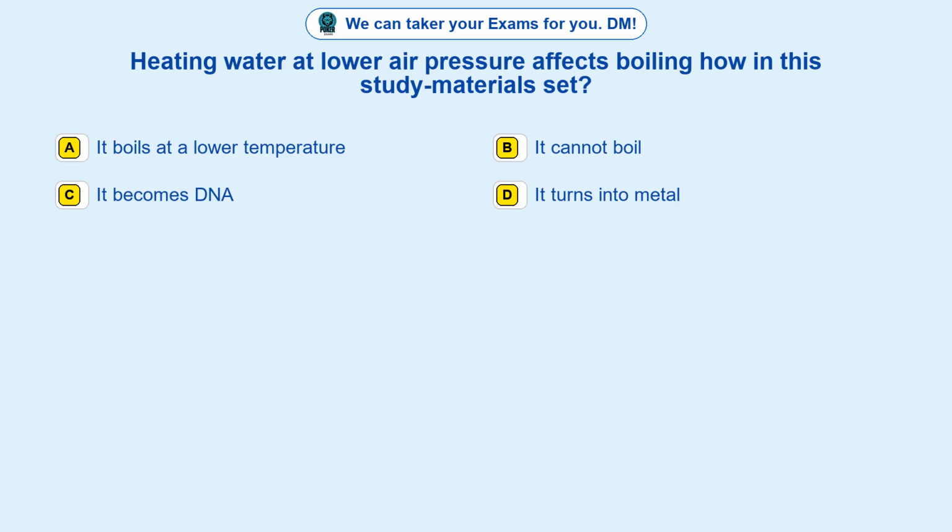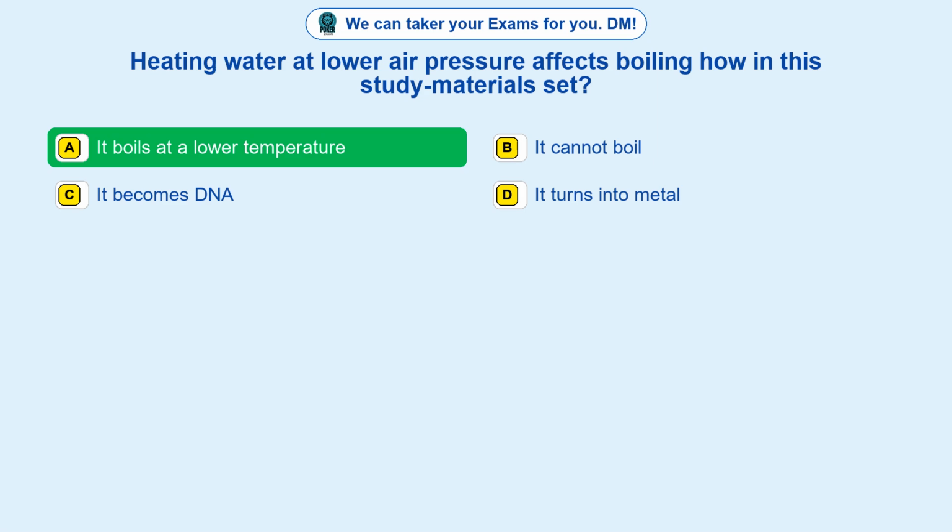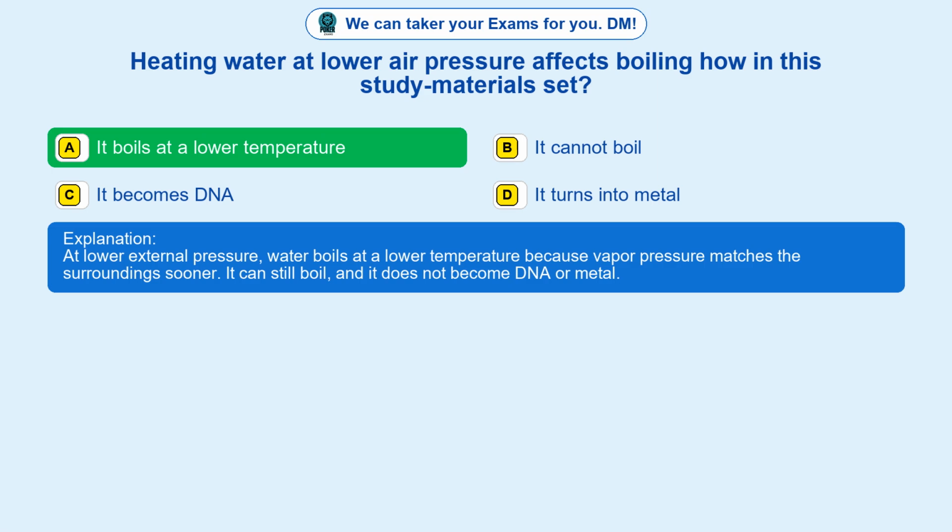Question 48. Heating water at lower air pressure affects boiling how in this study material set? Option A. It boils at a lower temperature. Option B. It cannot boil. Option C. It becomes DNA. Option D. It turns into metal. The correct answer is option A. It boils at a lower temperature. At lower external pressure, water boils at a lower temperature because vapor pressure matches the surroundings sooner. It can still boil, and it does not become DNA or metal.